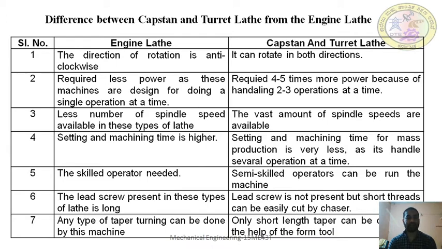Any type of taper turning can be done on the engine lathe. As you know, we have studied different kinds of taper turning methods, that may be the form tool method, the set over method, or the cross slide swiveling method using attachments. In the case of capstan lathe, only one method is possible for performing the taper turning operation, which is the form tool method, and it is also limited to very short lengths.